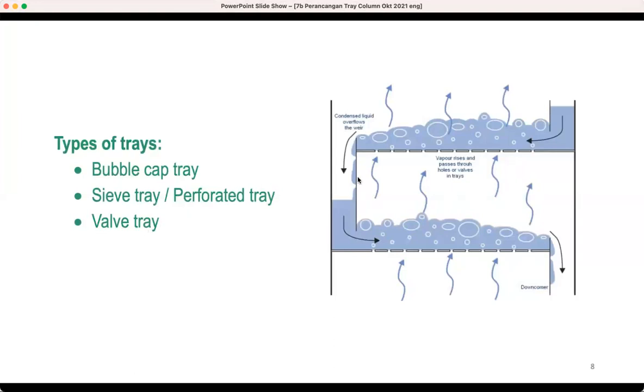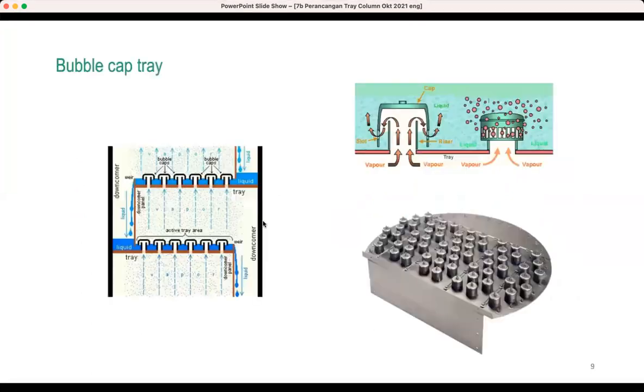The function of trays is to allow the vapor to pass through the holes and valves. They should not be too small, because if they are small, the vapor will be trapped, and you will have some pressure loss, but they should not be too big as well. So the liquid will be dripping to this side. Okay, so there are some requirements that need to be met for the trays.